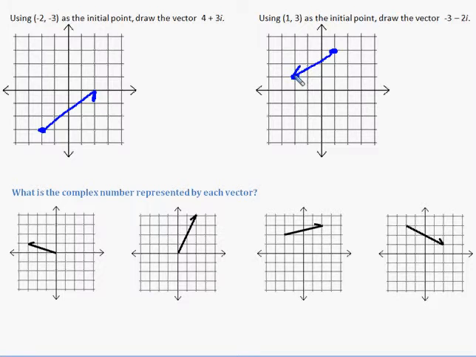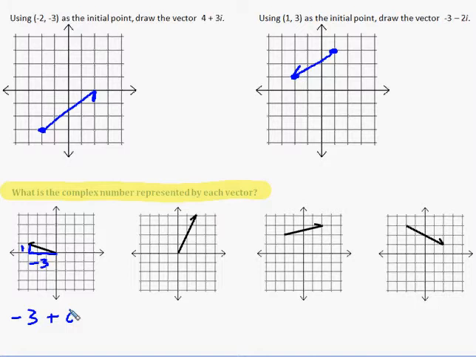In this next example, there are vectors given already. And we want to state what the vector is, the complex number that's being represented by that. This first one is horizontal, which is the real part, back 3. And then going up 1. So our real part is negative 3 plus 1i, or just plus i.